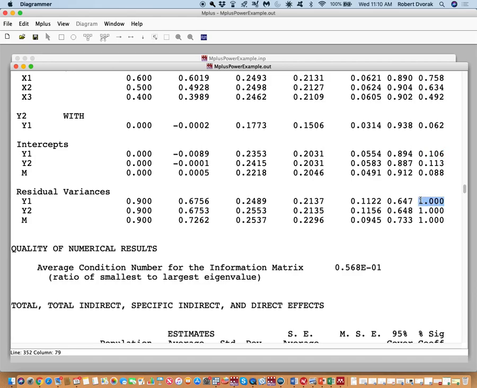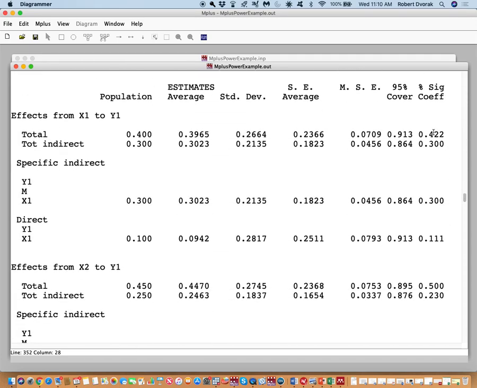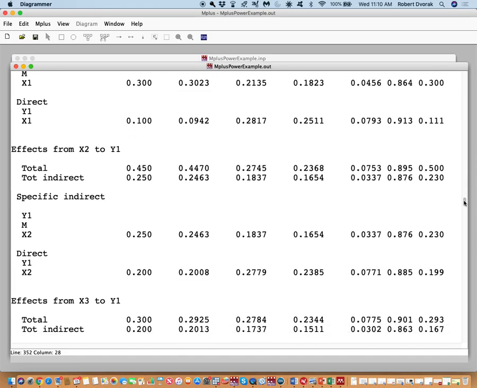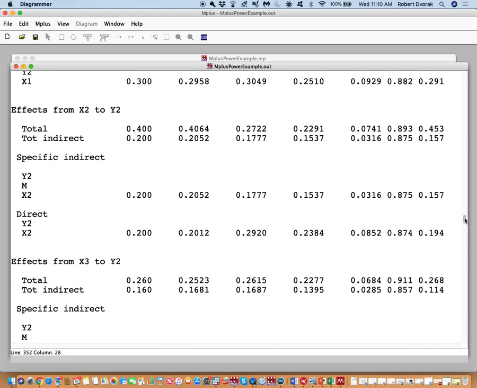The standard deviation, or residual variance, is 100% of the time statistically significant because we've got tons of residual variance, right? And then if we come down to our indirect effects, 42% of the time we have a total indirect effect that's statistically significant, and 30% of the time a specific indirect effect. That kind of runs across the board here.